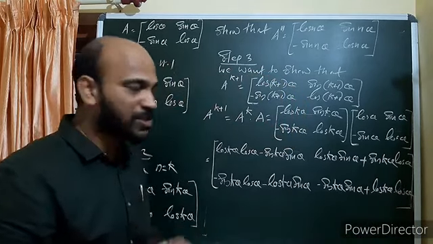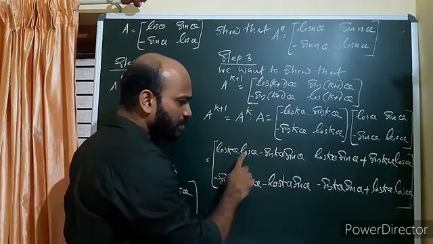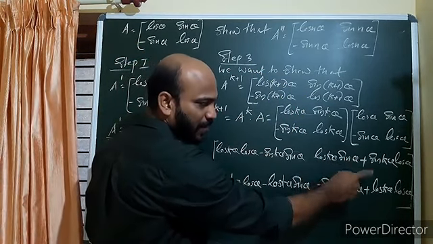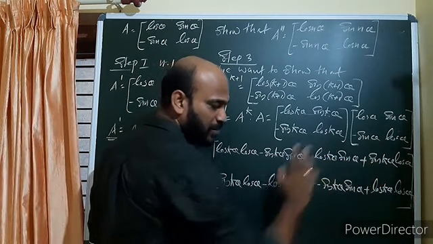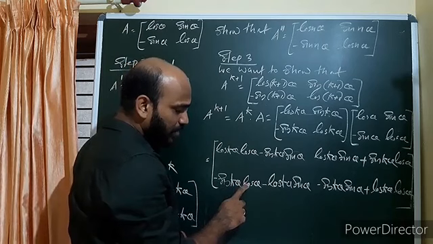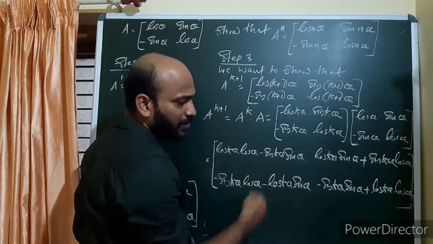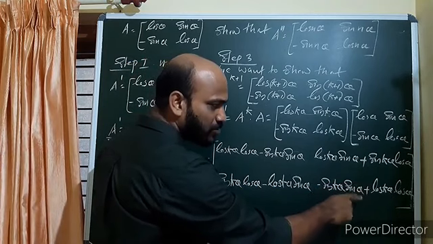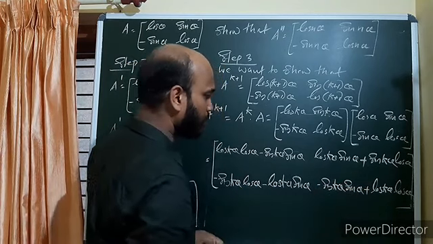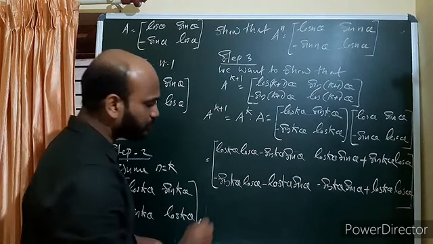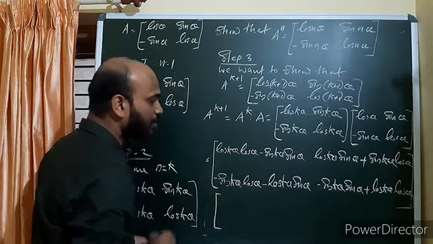So I'll read the elements once again. Cos k theta cos theta minus sin k theta sin theta. Cos k theta sin theta plus sin k theta cos theta. This is minus sin k theta cos theta minus cos k theta sin theta. Last one is minus sin k theta sin theta plus cos k theta cos theta. So here you have to use a trigonometric identity. Now what about A11?